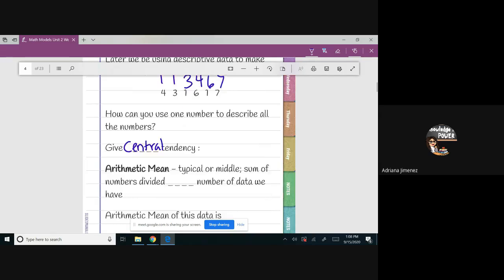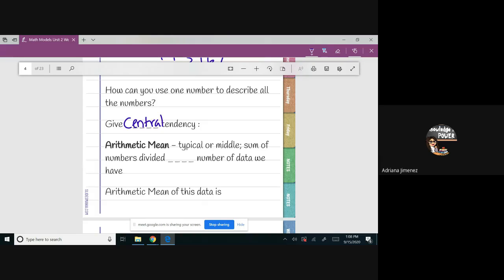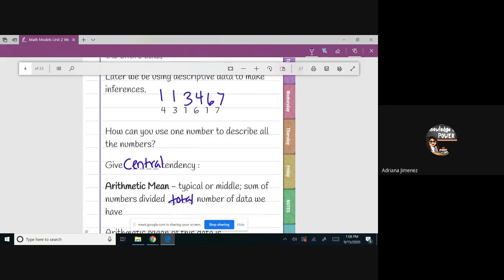All right, so typically the mean is when you add everything together and divide by the total number of numbers. So we're going to add all those numbers together. That's 2, 5, 9, 15, and 7 is 22.